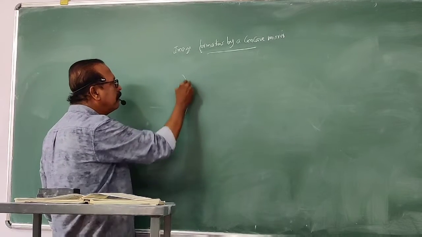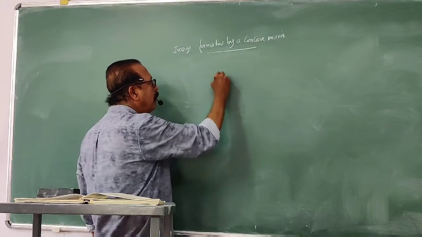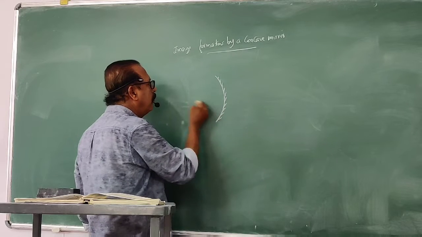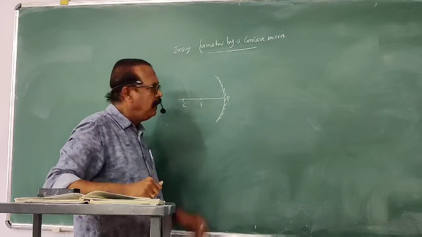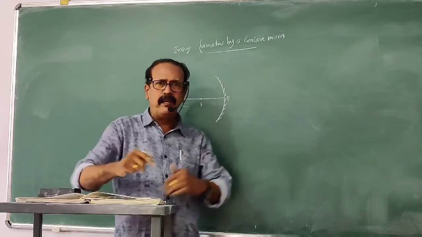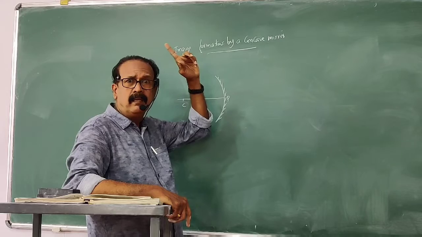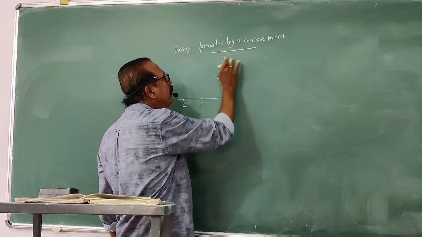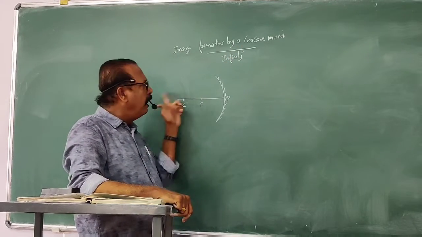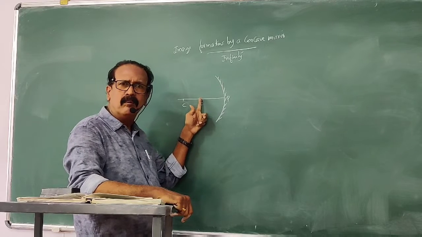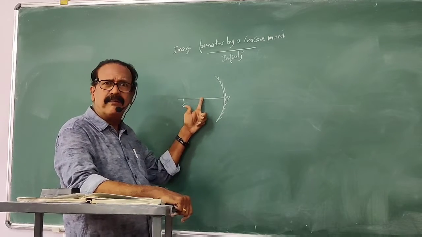I draw a concave mirror here. This is the pole, focus, center of curvature. Now let me explain it first, then I will draw the diagram. When the object is very far away, we call it infinity. After reflection it converges to the focus, we know. So the image is at focus. Object at infinity, image is formed at focus.